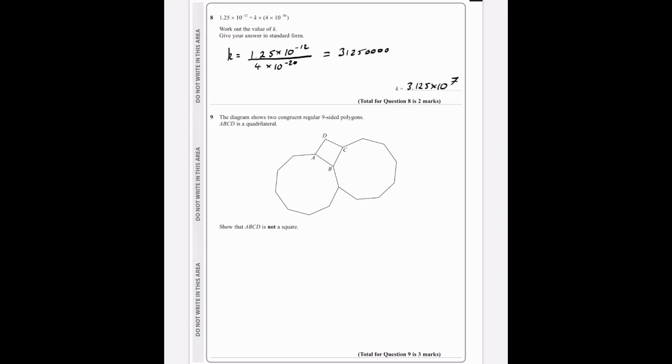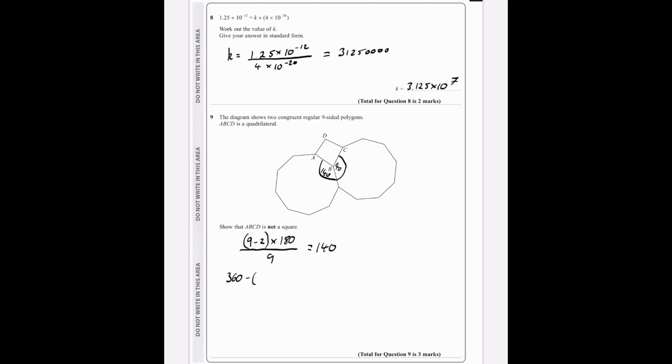Question number 9. So we're dealing with nonagons. These are 9-sided shapes. Tells us they're regular, so we can use the formula for regular shapes. That would be n minus 2 times 180 over n, where n is 9. The interior angle of a nonagon is 140 degrees. Impressive if you just knew that. If you have learnt those, there's no harm. Saves you a bit of time.